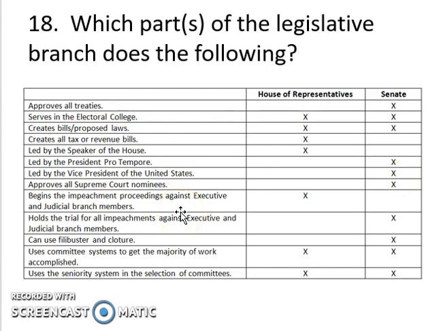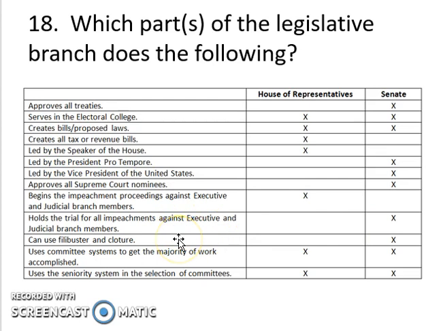Beginning the impeachment process against any executive and judicial branch members is going to be the House. The House begins, the Senate ends. So the Senate will hold the trial for any impeachments against the executive and judicial branch members. So they're actually going to go ahead and hold the trial and do the conviction or acquittal part.